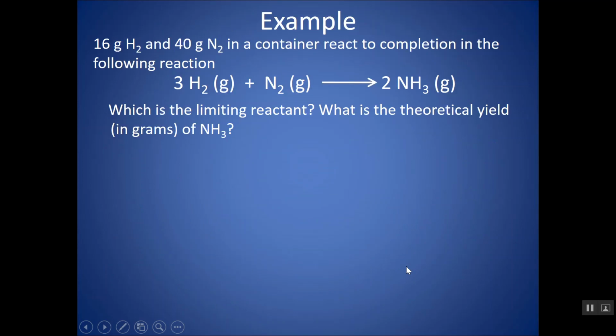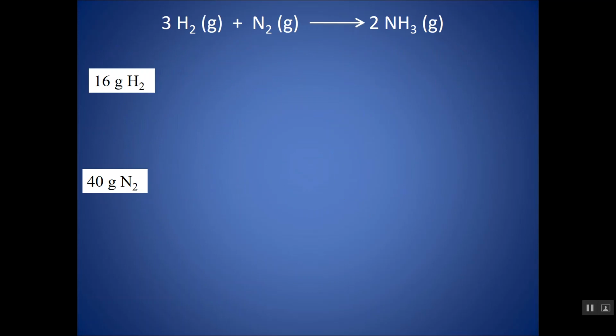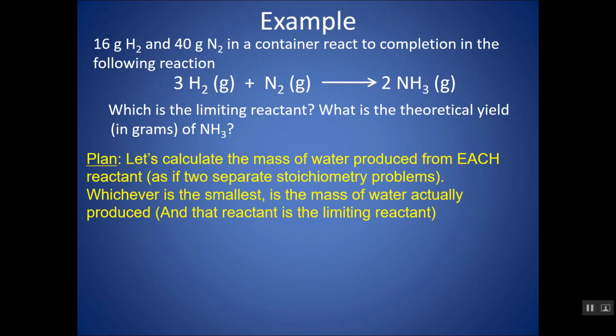Okay, another example here, if you're given gram amounts to start with, that's fine. You could be given any units to start with. Just make sure that when you are touching those coefficients, you should be in moles for the most part. So in this situation, they give me 16 grams of hydrogen and 40 grams of nitrogen. So I'm going to take each of those amounts and do almost like separate stoichiometry problems to turn each of those into the product, in this case ammonia. And I'm going to see which one gives me the least amount of ammonia.